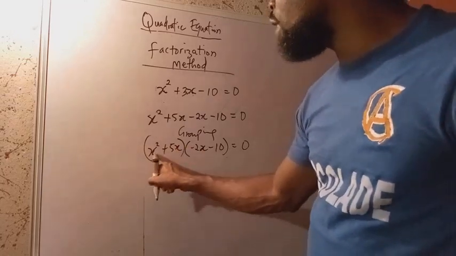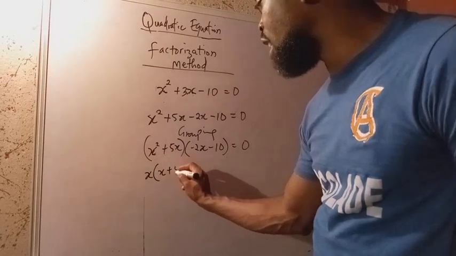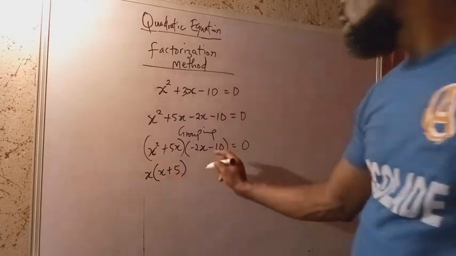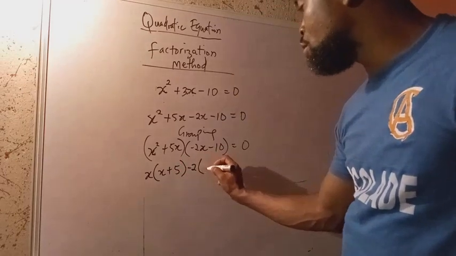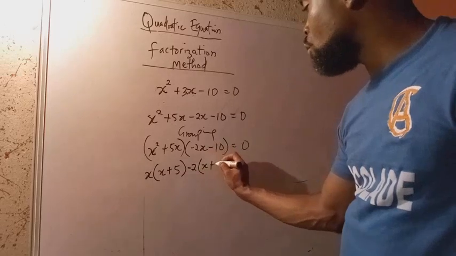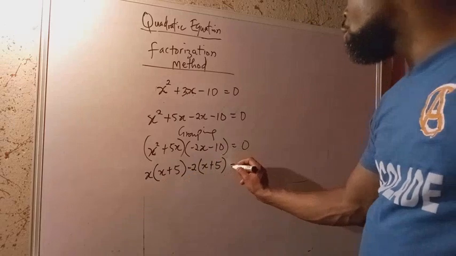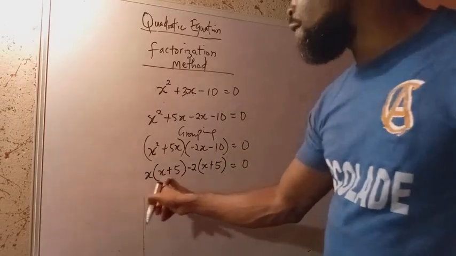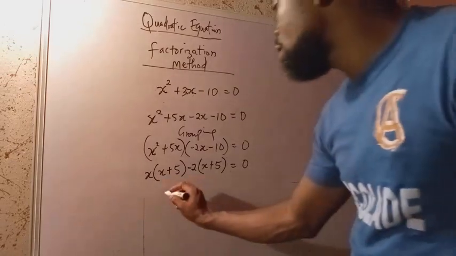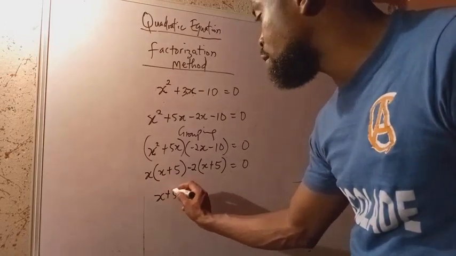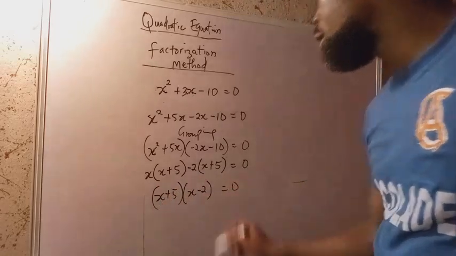So the highest common factor of x squared and 5x is going to be what? x. So we now have x plus 5 left inside the bracket. Then the highest common factor of minus 2x and minus 10 is going to be minus 2. What will be left in the bracket will be x plus 5 when you take minus 2 out. This will be equal to 0. Now x plus 5 is common to both, so we can factorize again. If we factorize again, we'll have x plus 5, and then what will be left is x minus 2. Alright, good.